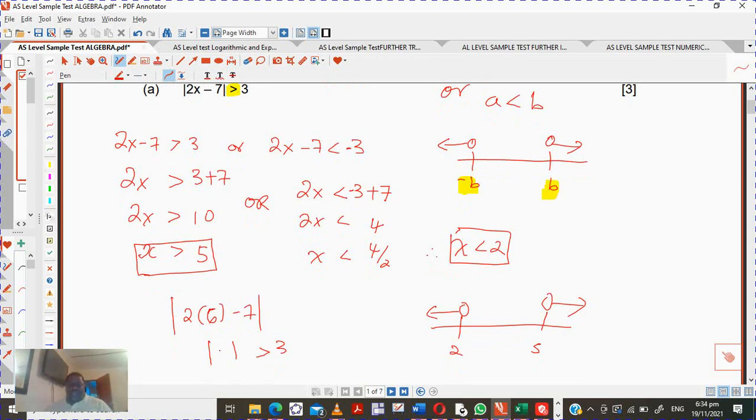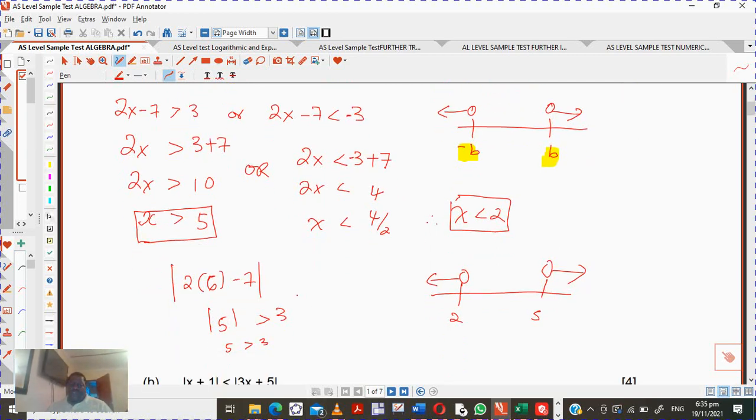And surely the absolute value of 5 is 5, and 5 is greater than 3. So it makes sense, and it makes it true. And the same thing will happen if you were to check for any other value in this particular case.